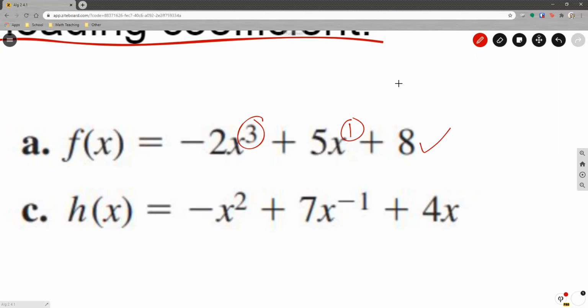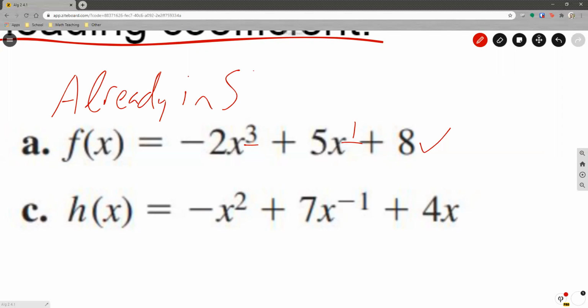So my next step would be to write it in the correct order. Well, if I look at my powers again, the third power is already written in the first position. The second position is the first power. And then I've got a constant at the end. So this is already in standard form. So there's nothing to do for that second step.